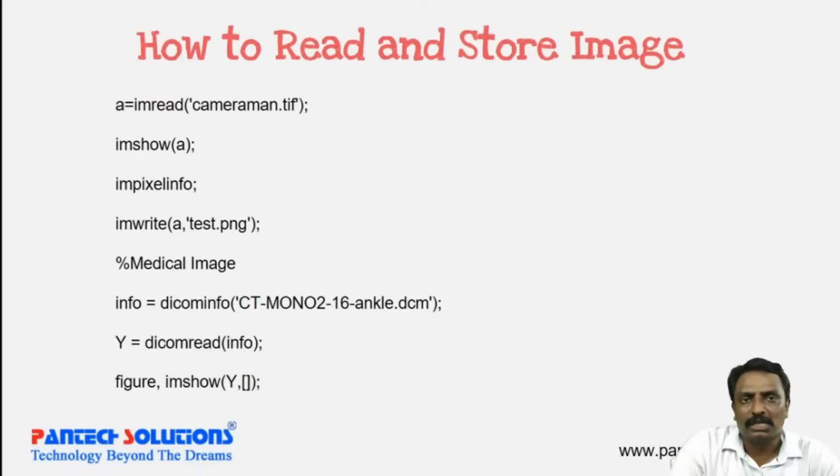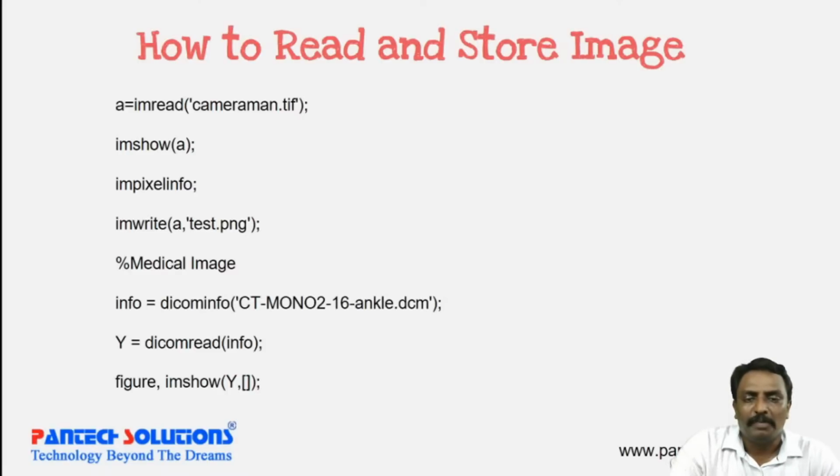You could move the cursor and check the value of the pixel. And imwrite is the command which is used for writing the image to other file formats or under other names. For example, if you're doing some image processing on an image and you want to store the final image, then you could use this command imwrite.